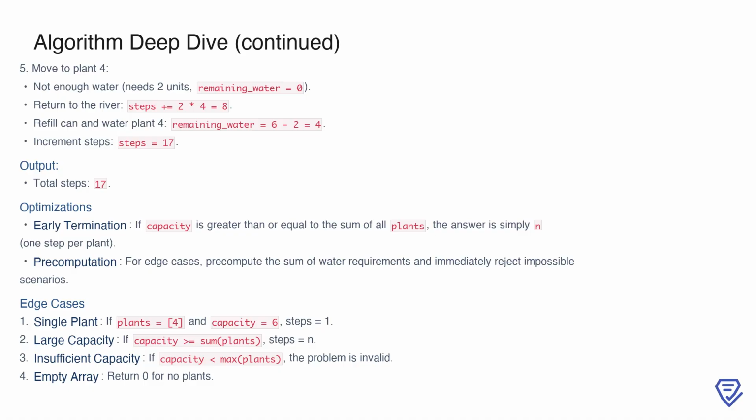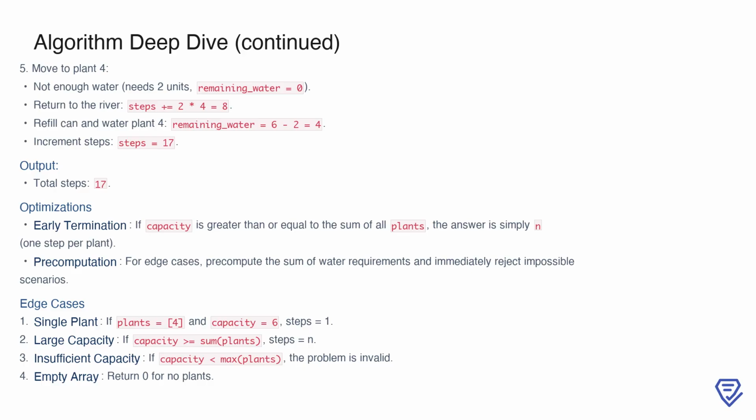At plant 4, which requires 2 units of water, we again find that remaining_water is insufficient. This requires a trip back to the river, adding 2*4 equals 8 steps. After refilling the can, we water plant 4, leaving remaining_water at 4, and the total steps becomes 17. The final output for this example is 17 steps.